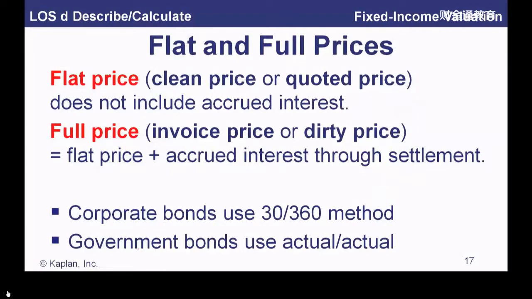Now, going back to what I said on the last slide, the full price, we figure that out, and then we subtract off the accrued interest, and that must be the flat price. I know that seems a little backwards, and that's why I highlight it here. It's easy to miss that, and it could be a crucial point for some questions. Corporate bonds, you can figure they typically use the 30/360 day method, and government bonds use actual.